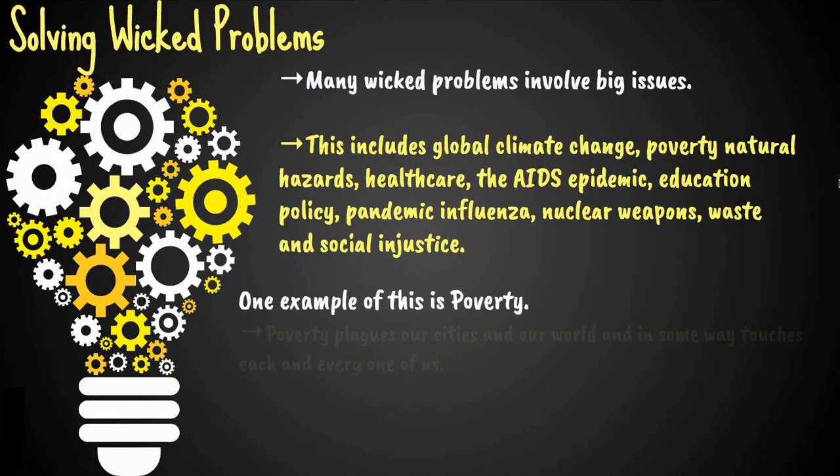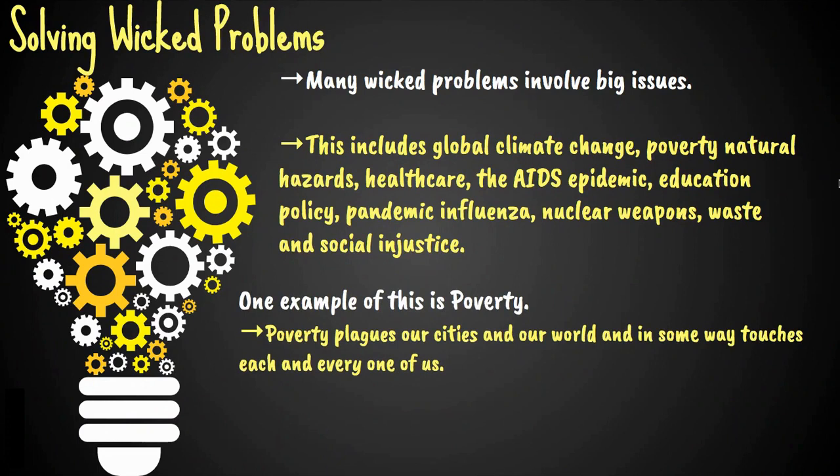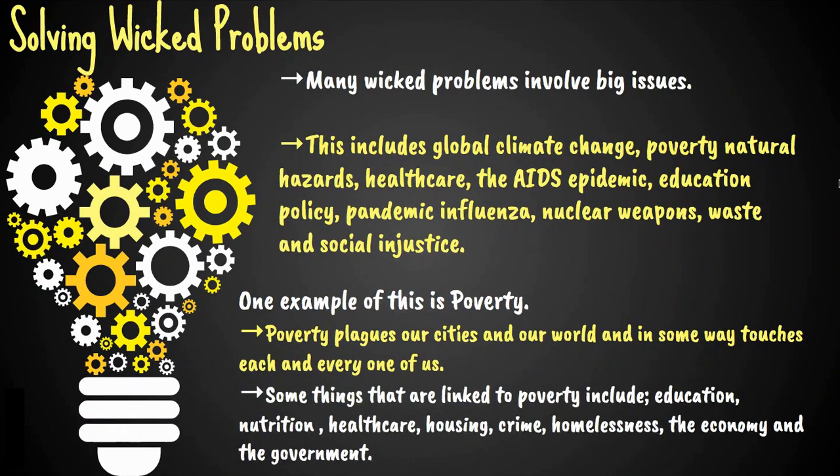Poverty is one of the examples I gave, but how this breaks down is poverty affects every nation in the world. There are people that suffer from poverty. And so the question is, if this is such a large problem, how do we then solve this problem? Or how do we help with this problem? And so things like education, nutrition, healthcare, housing, these are all things that are linked to it. So if you can trace it back and solve one of these possible problems, it might help with poverty.